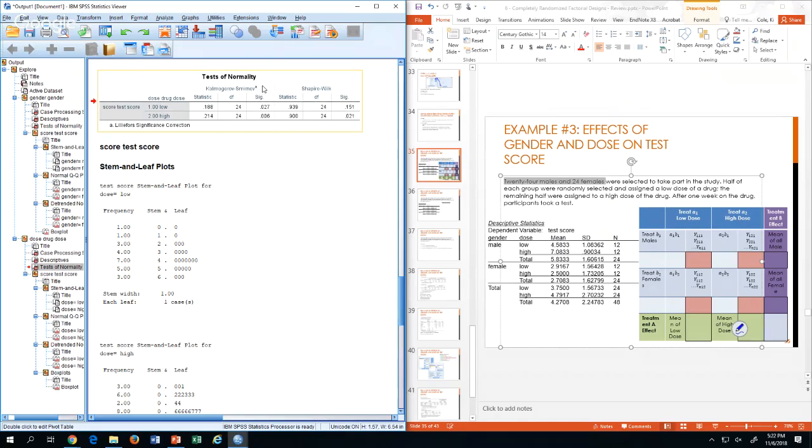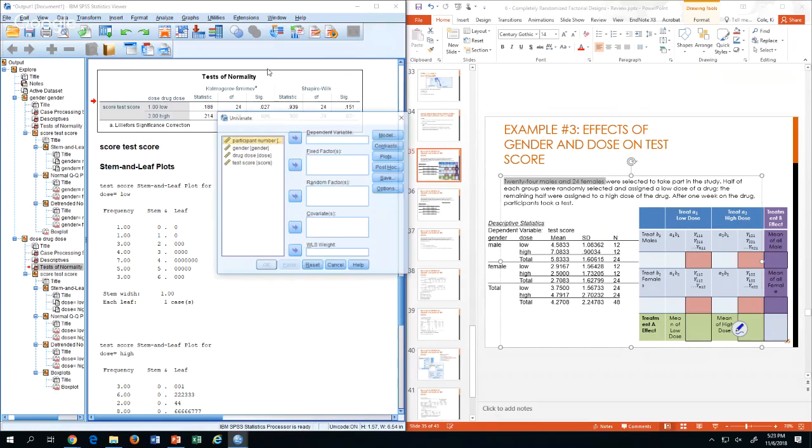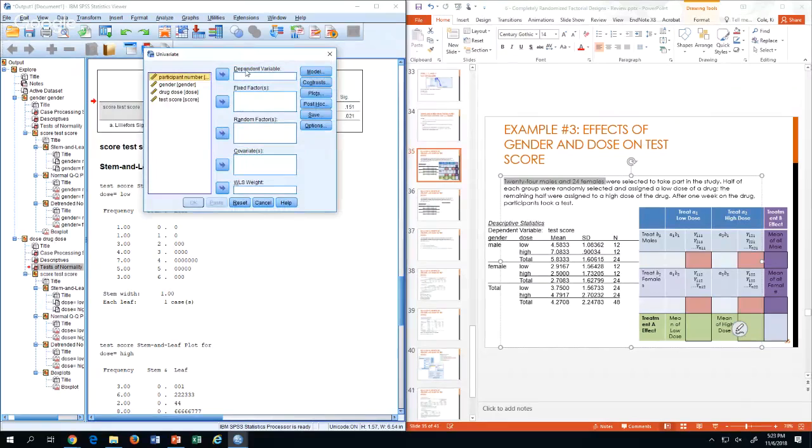So how do we do the factorial design here? Analyze, general linear model, and univariate. Good. Which one do I put in the dependent variable? Test score. And are gender and dosage fixed or random factors? Fixed. Very good.